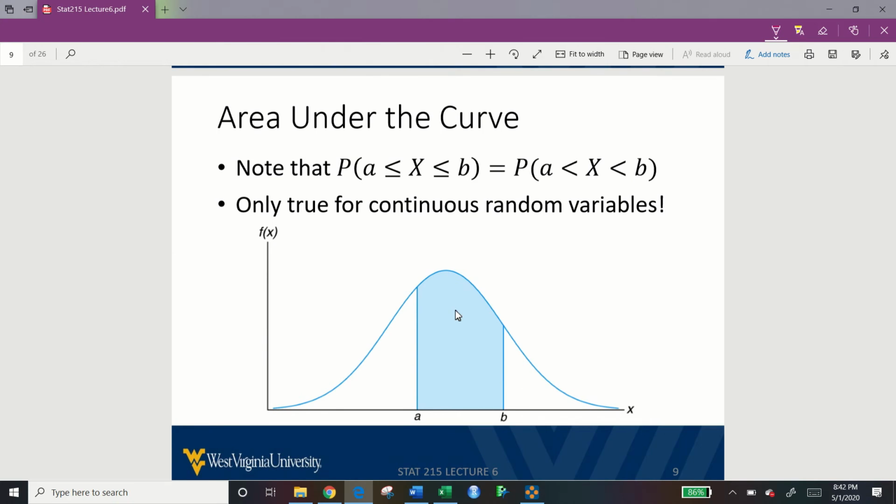Talking about the area under the curve, we need to note that the probability of a less than or equal to x less than or equal to b is going to be equivalent to the probability of a less than x less than b. This is only going to be true for continuous random variables.